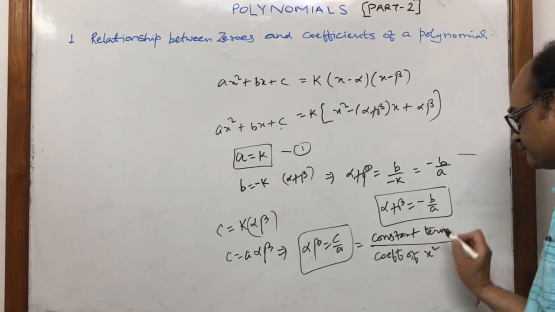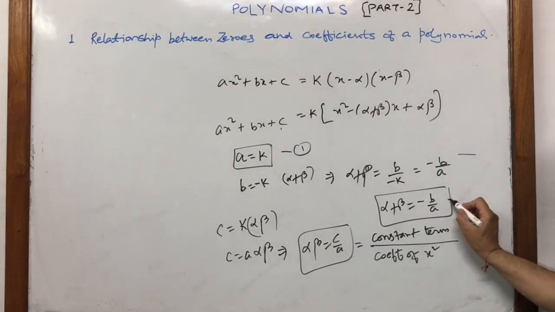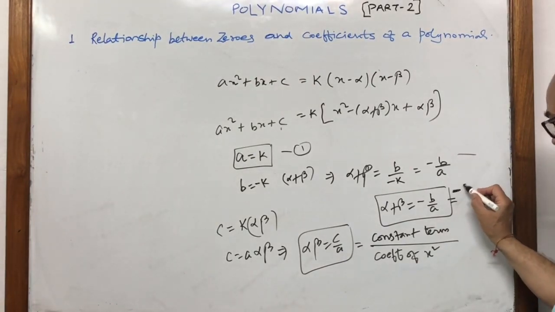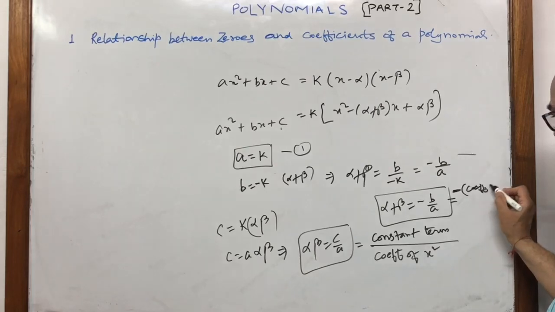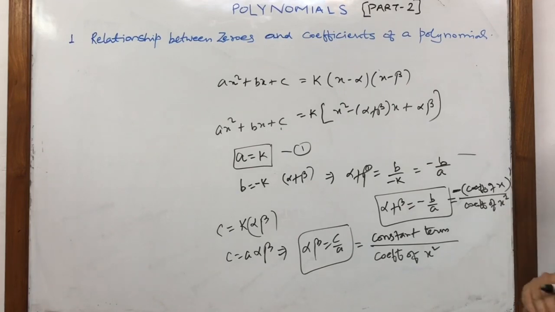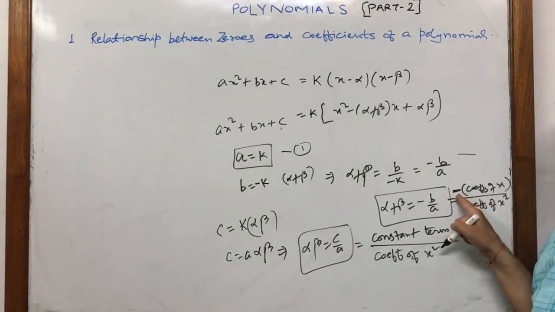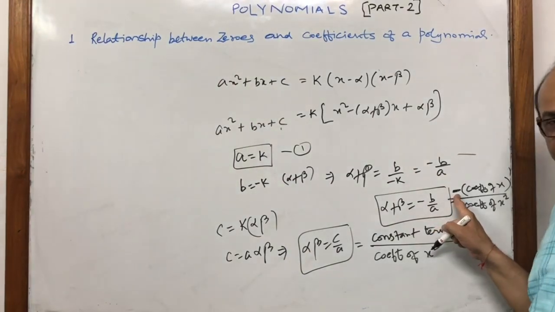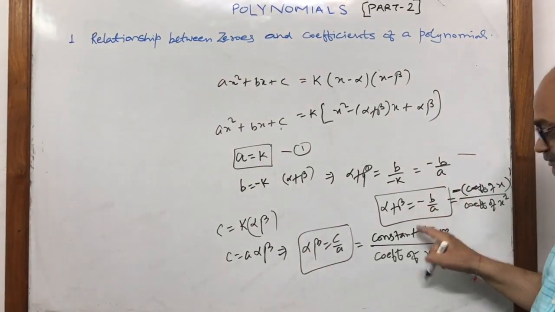This is alpha plus beta equals minus coefficient of x divided by coefficient of x square. Important point, don't forget to put minus. This is a common mistake, children very often forget to put the minus. So don't forget to put minus b by a.